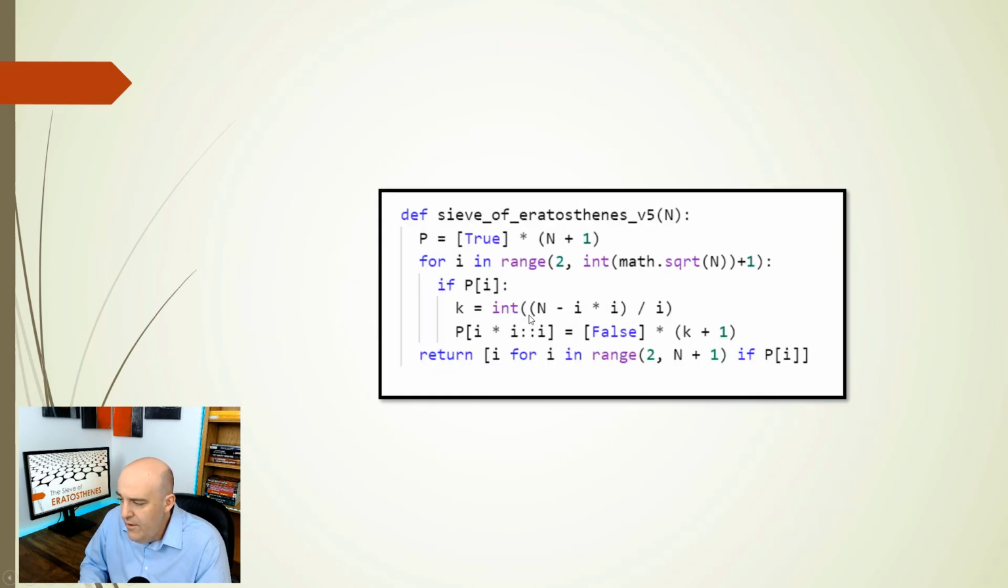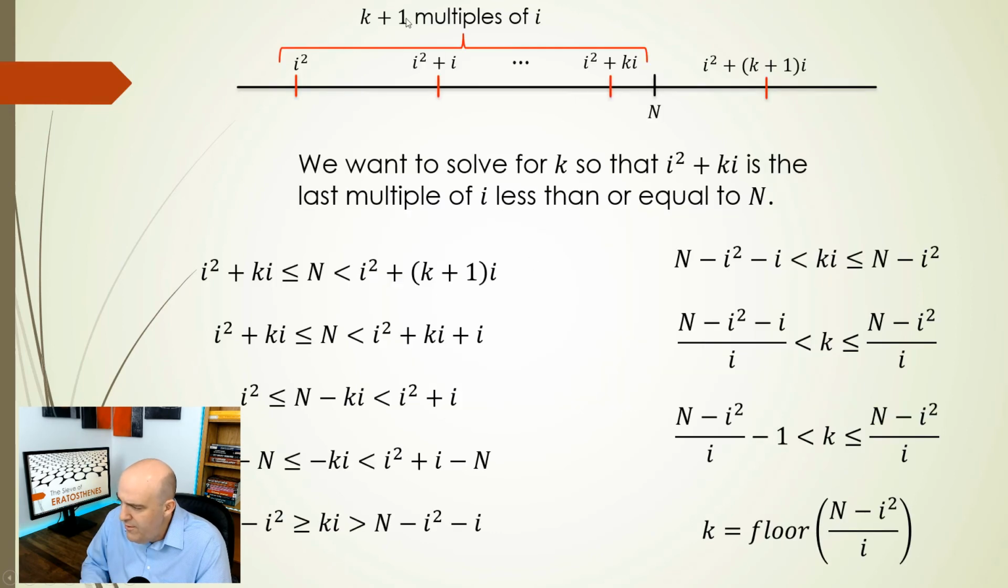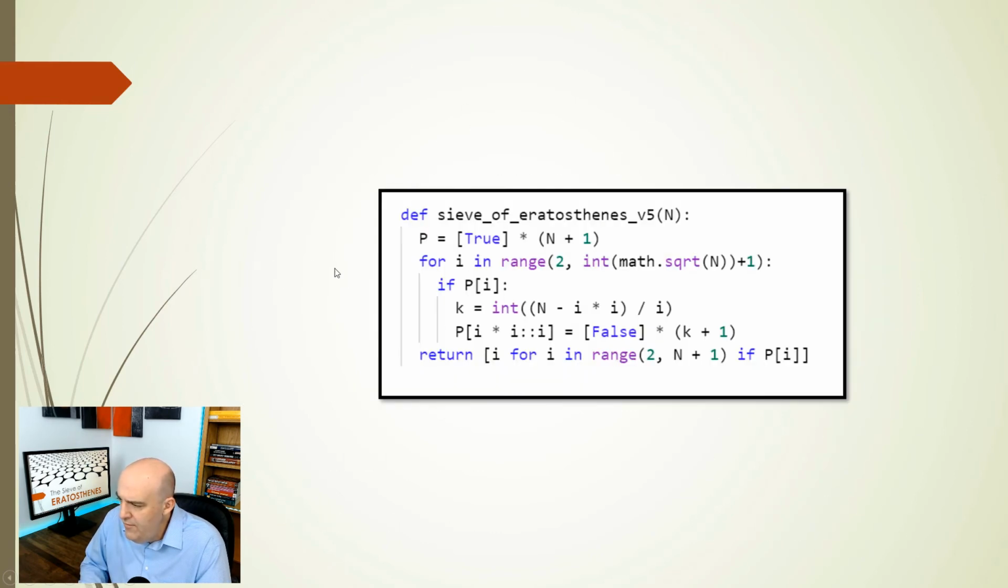And then we're going to take a slice of the list, starting at I squared this time instead of 2I. We're going to go all the way to the end, and we're going to go up by I every time. And we're going to make all those false. How many falses? K plus 1 of them, right? That's why I'm talking about k plus 1 right there. So these are the versions of the sieve I wanted to talk about.